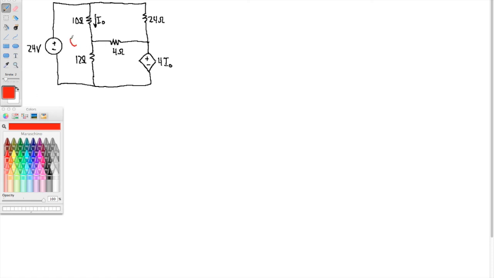So I'm going to identify the 3 meshes here. There they are. Call this I1, I2, and I3. Notice how I stay consistent in the directions that I pick. Unless I'm told otherwise, I'll go clockwise.